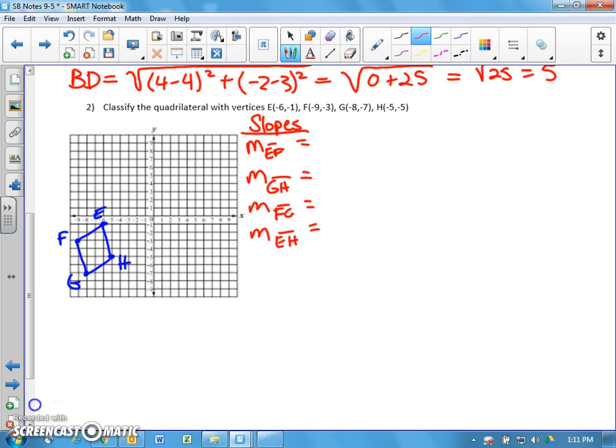So EF has a positive slope. We would go up 2 over 3, so that's a slope of 2/3. For GH, again positive, up 2 over 3. So we know that these two are parallel. FG has a negative slope. We would go up 1, 2, 3, 4 over 1, so that's a slope of -4. And EH, again negative, up 1, 2, 3, 4 over 1, also a slope of -4. So those two are parallel. Since we have two sets of parallel sides, we know we have some sort of parallelogram.